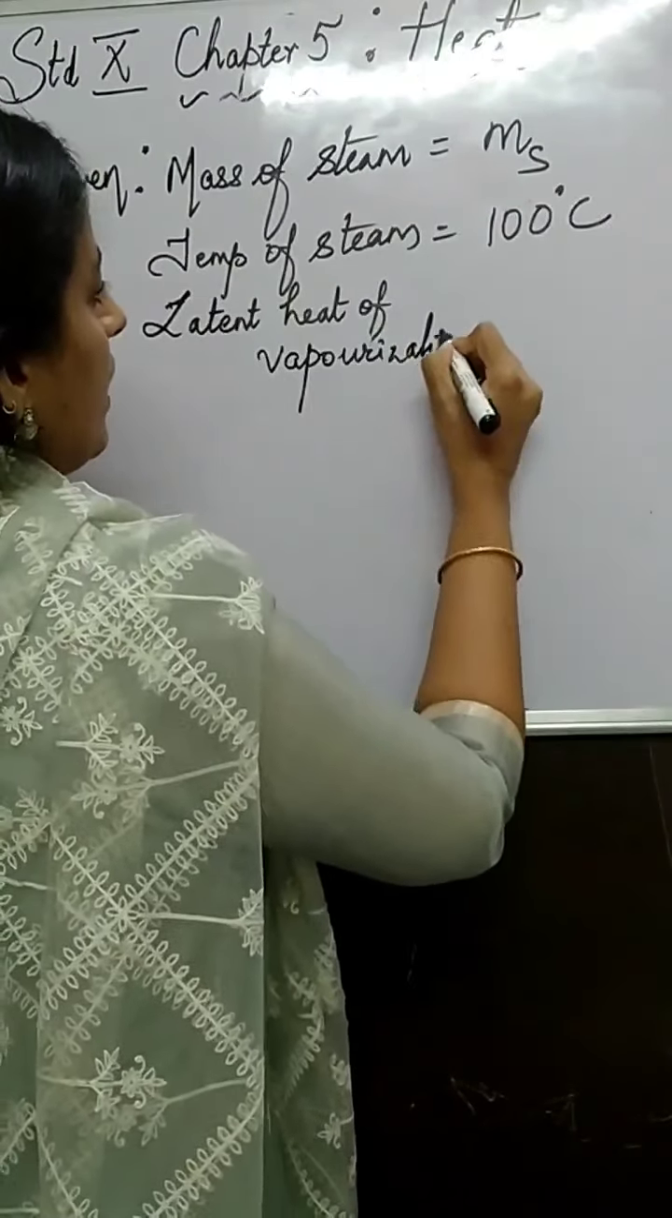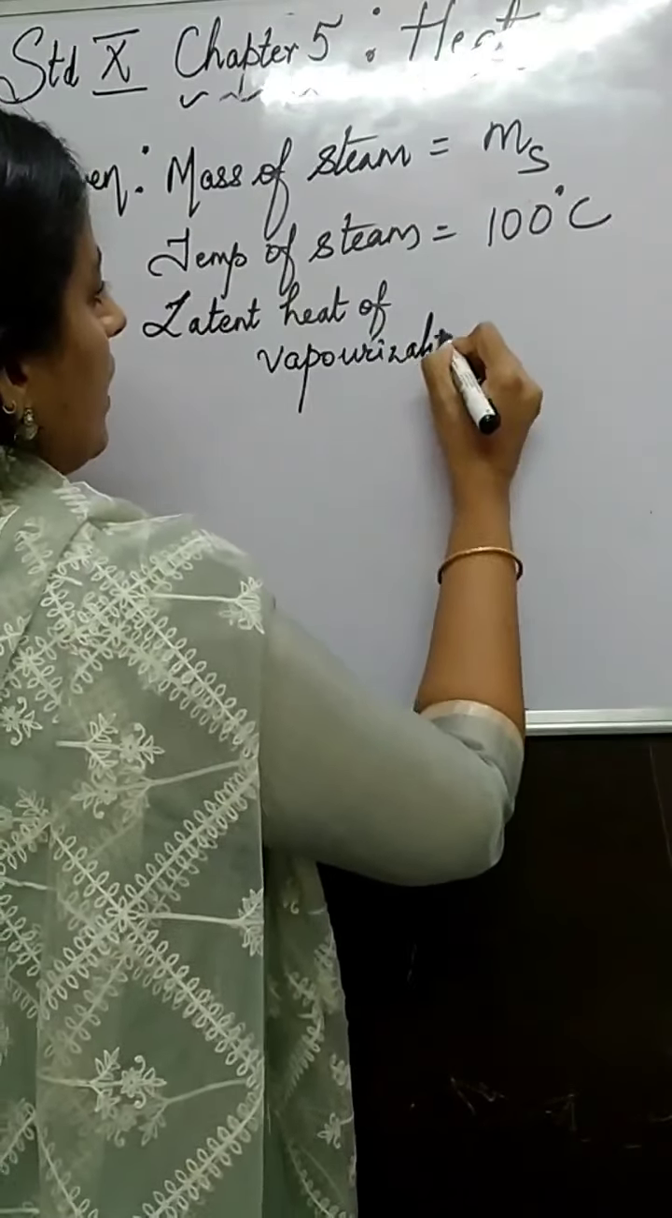Ms bracket 50 plus 540 ms. Write the ms as small, otherwise you will be confused what this S is. This is the mass of the steam. Now what did we initially get? Heat absorbed by ice. Now we got heat lost by steam.